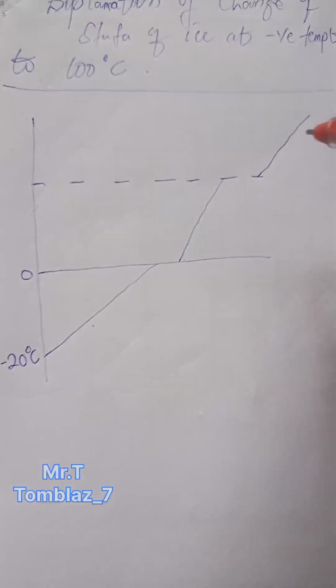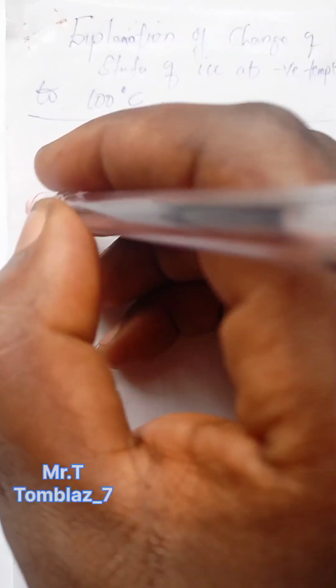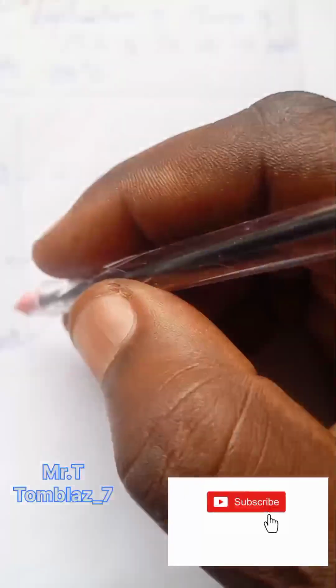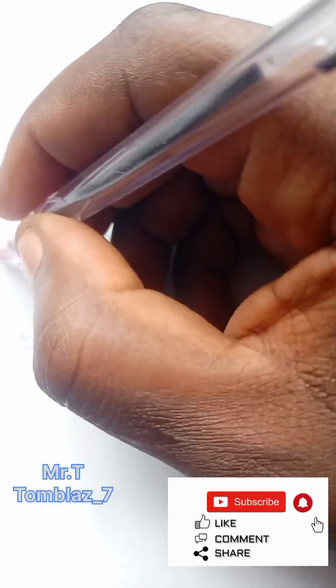Don't mind my free hand sketching, right? So here we'll be having 100 degrees centigrade, and at this point we call it boiling point. At this point we call it melting point.